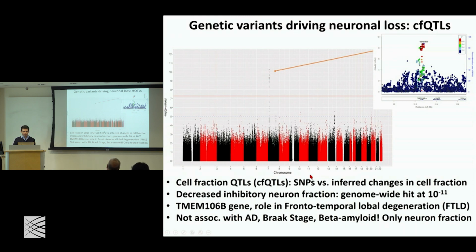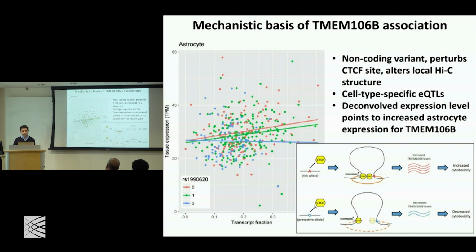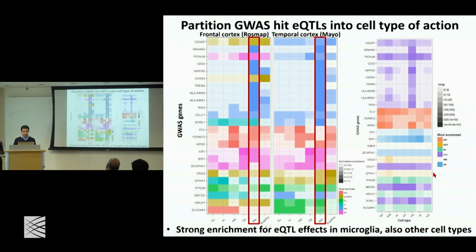In this particular case, the fraction of inhibitory neurons is very strongly correlated with genetic variants in the STMEG mono6p gene, a locus that has also been implicated in frontotemporal lobar degeneration, but not with AD, not with Braak stage, and not with beta amyloid. So that suggests a link between neuronal proportion and genetic variation. And the mechanism for this is the change in a CTCF binding site causing a change in the conformation and a change in expression of a nearby gene. We can also start partitioning eQTLs into the specific cell types where they act.